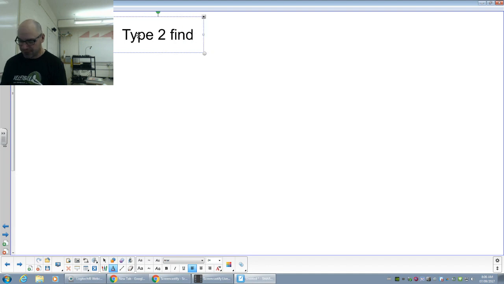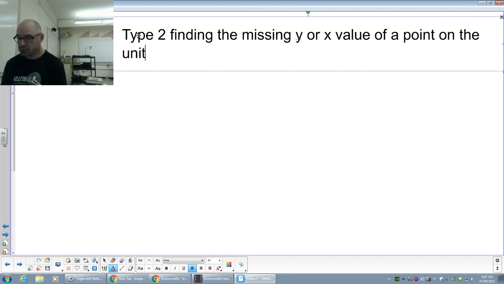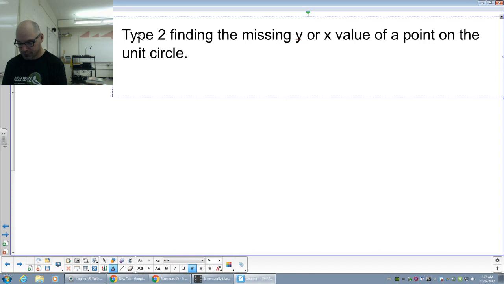Finding the missing y or x value of a point on the unit circle. Okay, and this is an example.